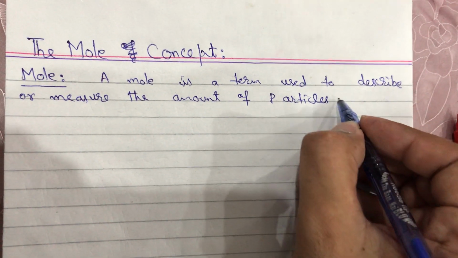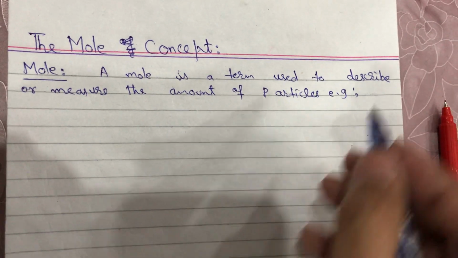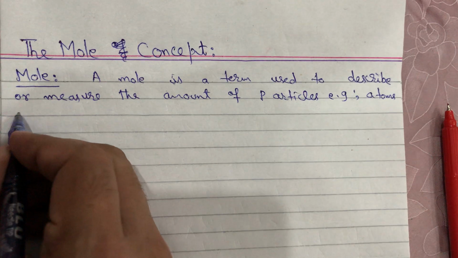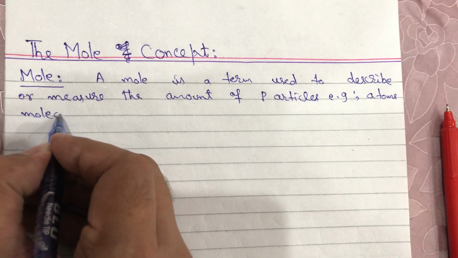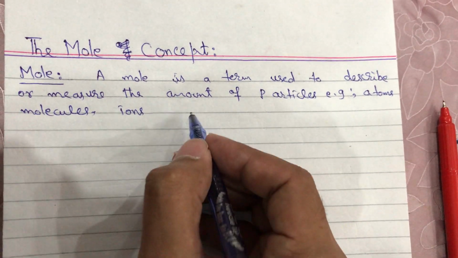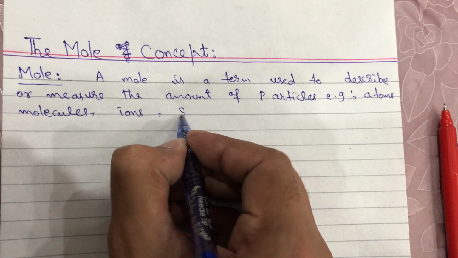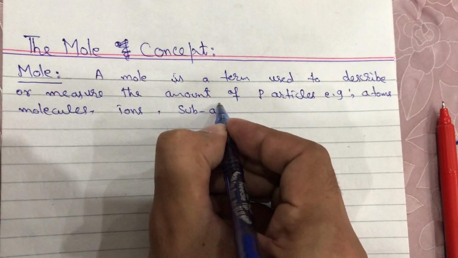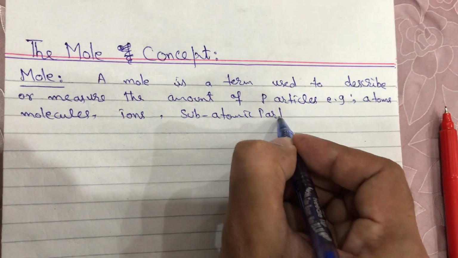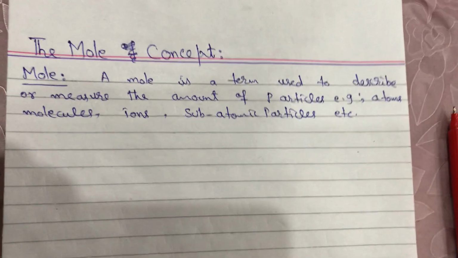For example, what type are the particles? The particles can be atoms in an element, molecules in a compound, or ions in an ionic compound, or we can also talk about subatomic particles like protons, electrons and neutrons, etc. These are also known as particles.